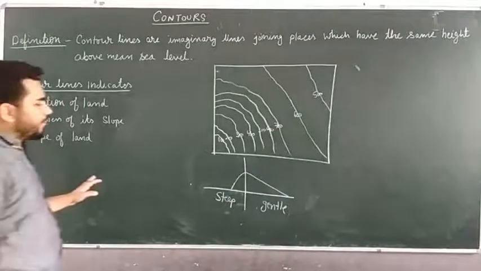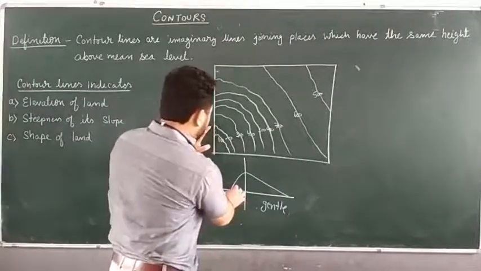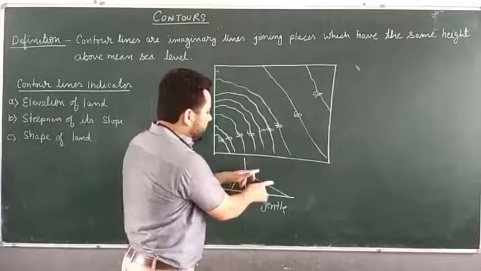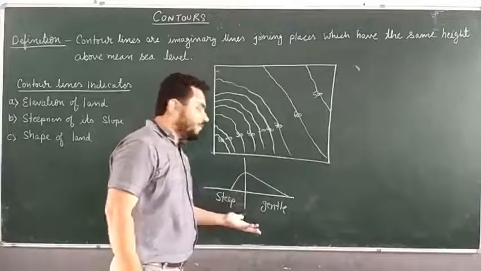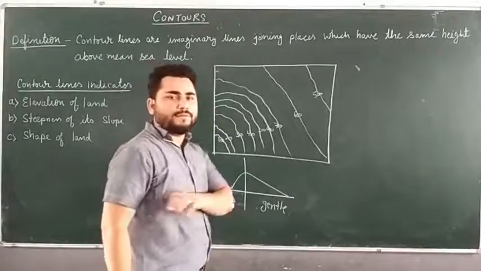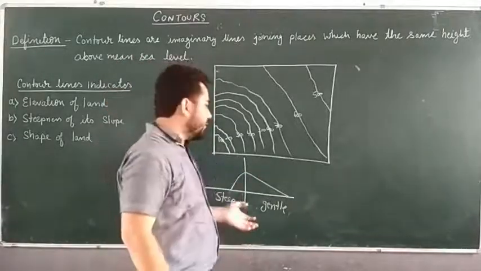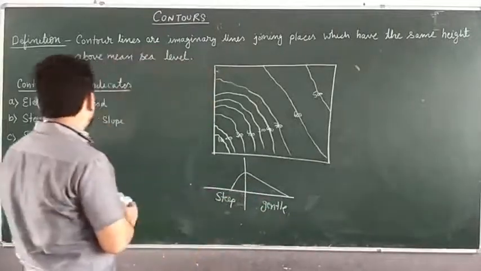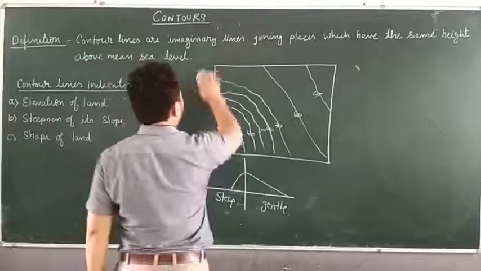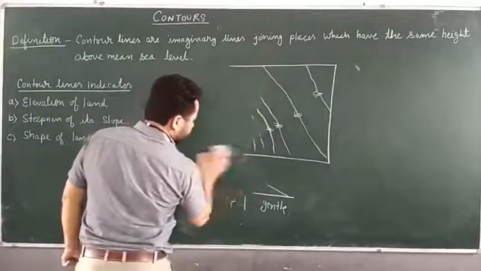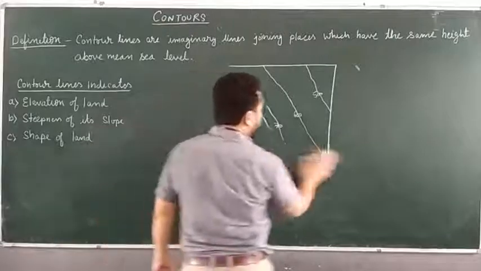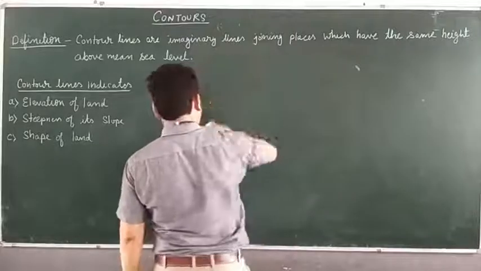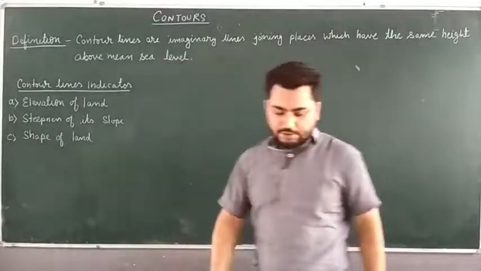Then the shape of land: as you can see here, these lines are going in a circular manner, steeply from here and in a gentle way from here. So it is like a conical hill, you can say. Clear? Or a hill which has a gentle slope on one side and a very steep slope on the other side. Clear? So like this, you can easily find out the height of a place, the steepness of its slope and the shape.